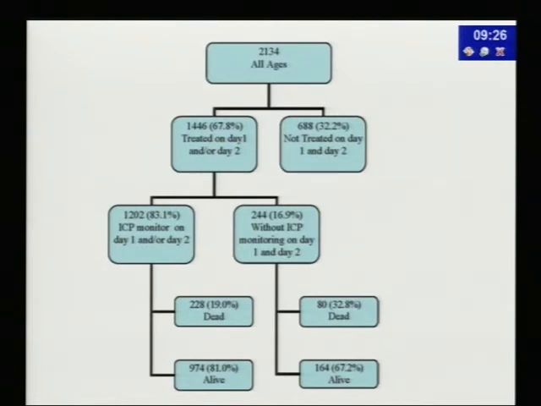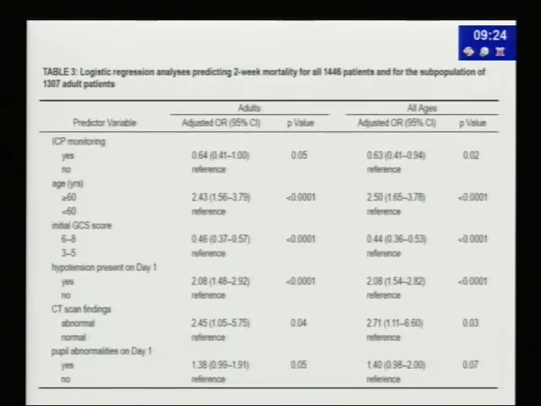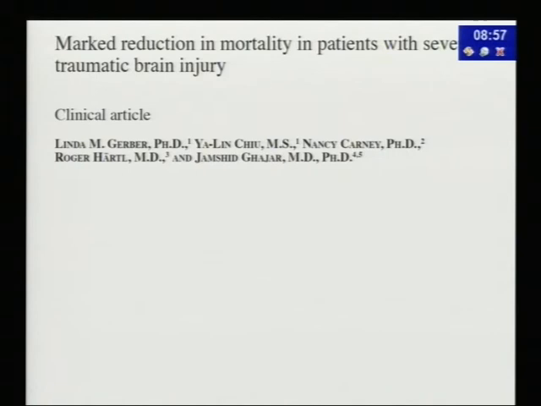Again, a 2,000 patient strong study. Looking at regression models for the 2-week mortality in these patients, ICP monitoring was again a strong factor, with a 0.64 odds ratio, which is promising, at least in this retrospective study. Other factors, age, GCS score, hypotension, other findings that we believe are important for mortality, were also there. But again, logistic regression says that ICP monitoring was associated with a beneficial effect.